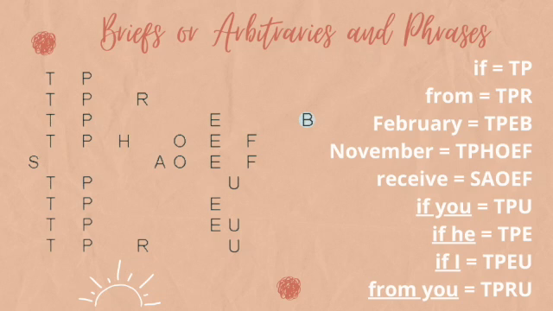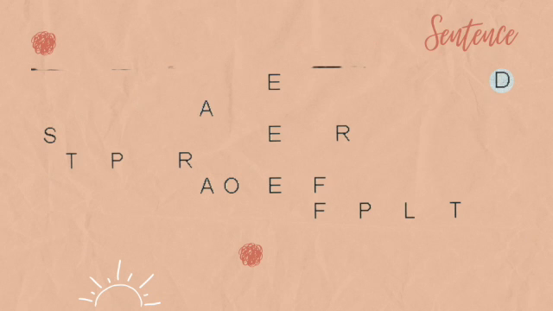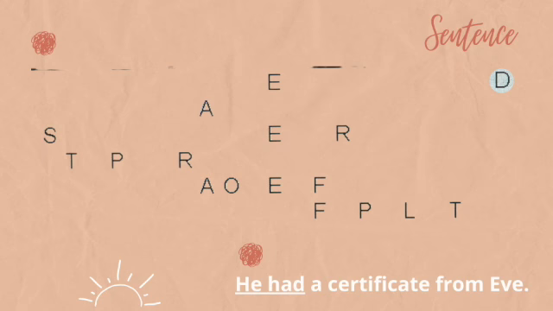Okay, so let's proceed. We have here a sentence for lesson 25. How do we read this one? I'm giving you 3 seconds. 3, 2, 1, 0. Let's check your answers. The answer is: He had a certificate from Eve. Period. So "he had" is a phrase. "Certificate" is an arbitrary. Same with "from", and then we have "Eve", that's a name. I hope we have the same answer.